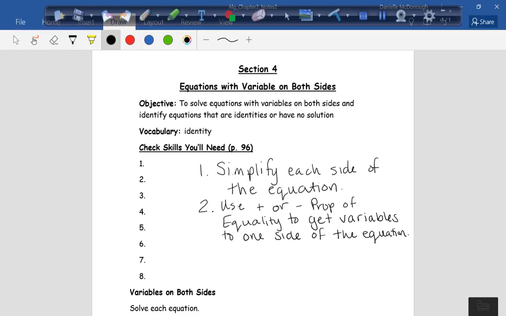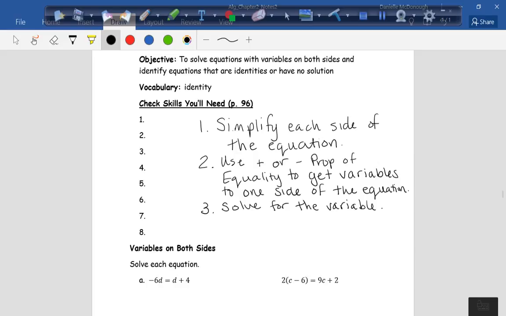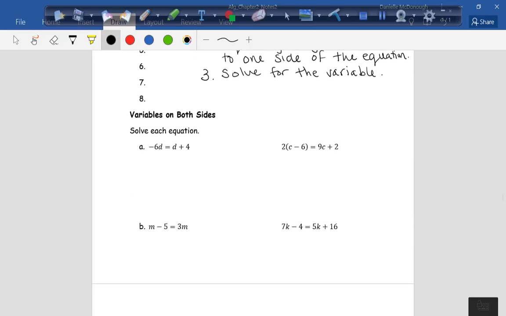So after we simplify each side, we want to use the addition or subtraction property of equality to get variables to one side of the equation. And then the third thing that we want to do is just follow our steps that we've done before. We want to solve for the variable. So let's take a look at some examples of this.